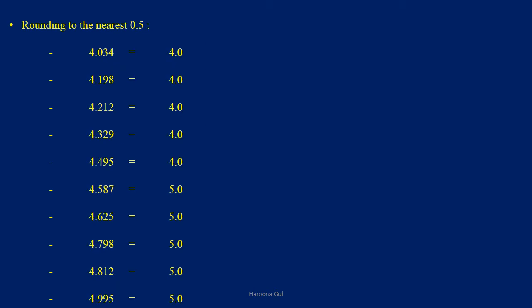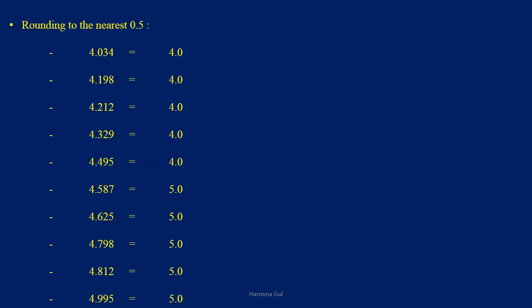If we have to round off a number to the nearest 0.5, what we're going to do is look at the target digit, and in this case our target digit would be the tenths digit, which is immediately after the decimal point, or towards the right of the decimal point. Now we have an example here, and this example contains 10 numbers.